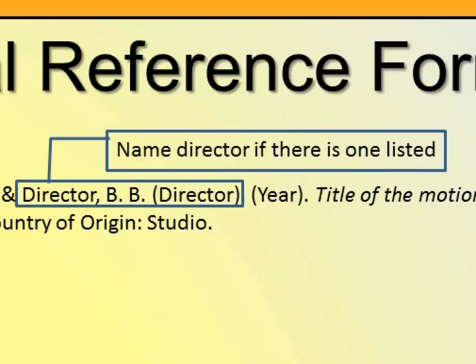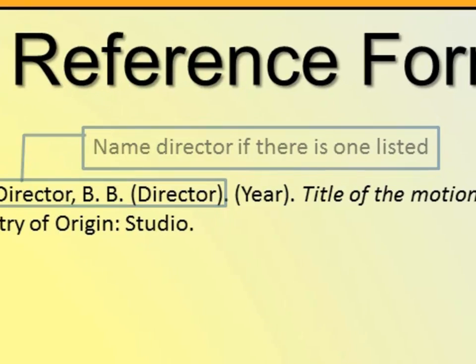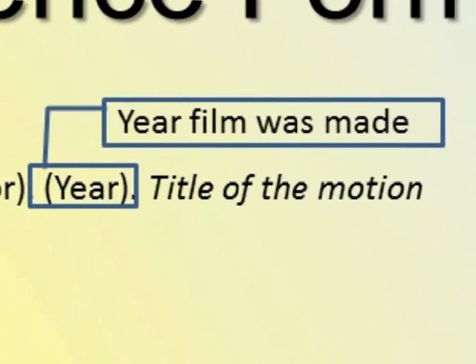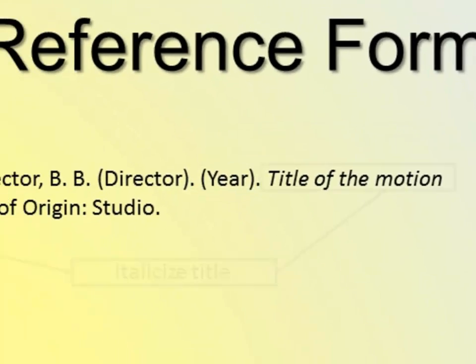And then if it's a motion picture or a film that has a director, a TV episode has a director, then after producer, you need to have the director with their last name, first name, middle name, initials. And then in parentheses, you need to have director, so you know which one's the producer and which one's the director. After those, you have the year that the film was made.